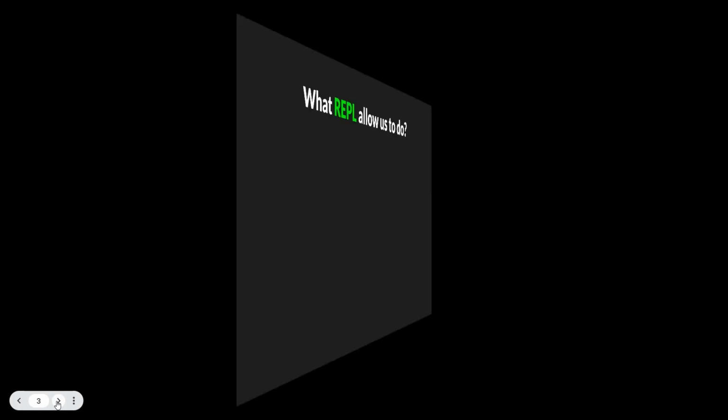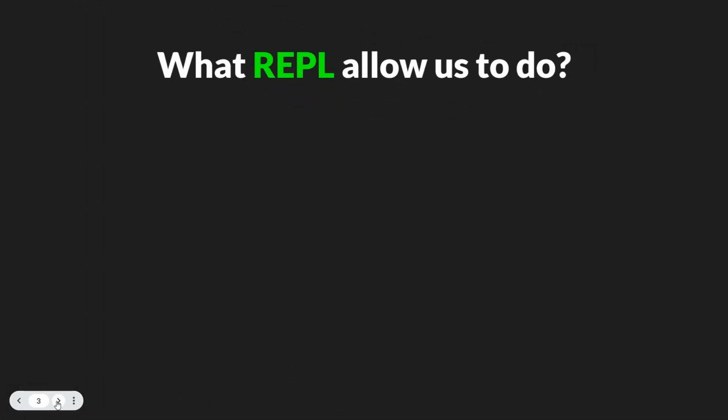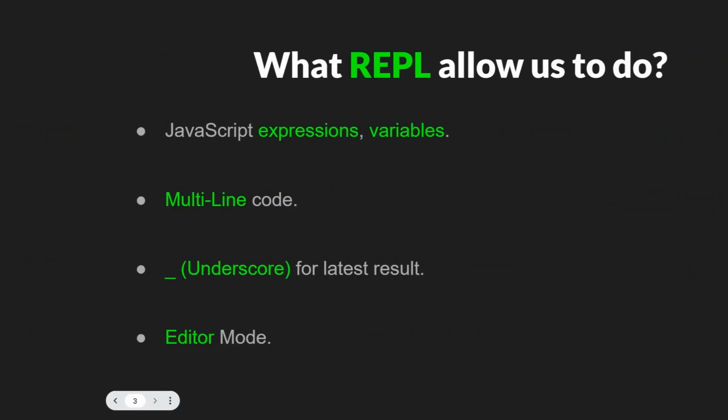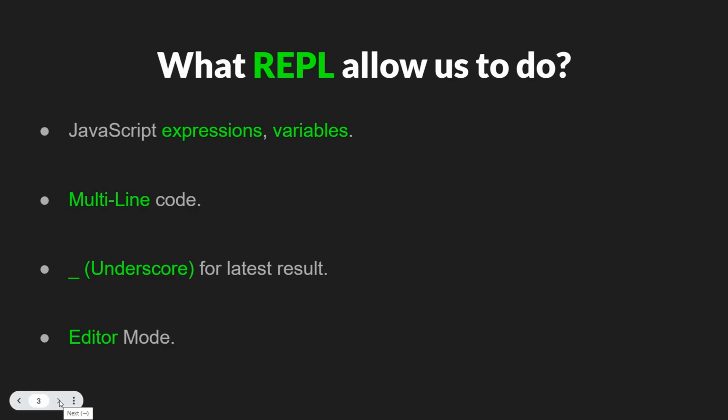So now, what are the things that REPL allows us to do? JavaScript expressions and variables, multi-line code, underscore for latest result, and editor mode. So we'll see all these points one by one once we are in the REPL environment, and I'll be referring to this slide multiple times.